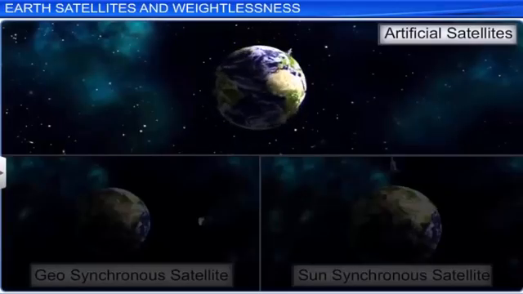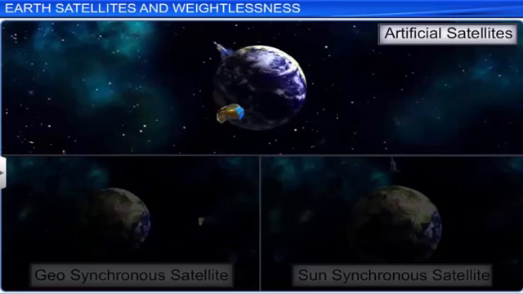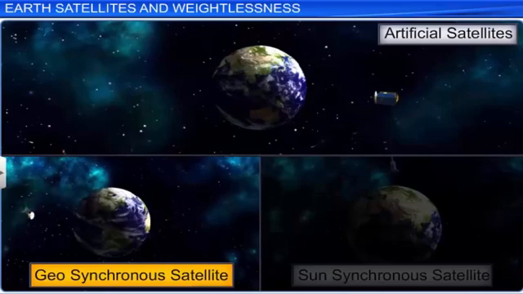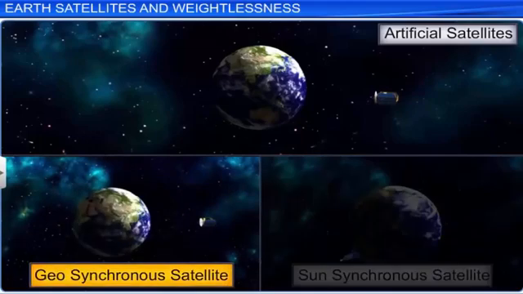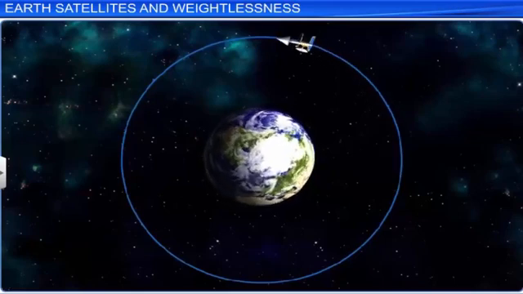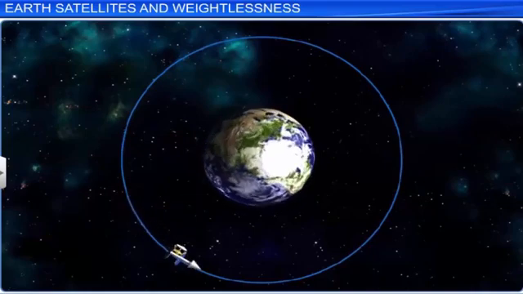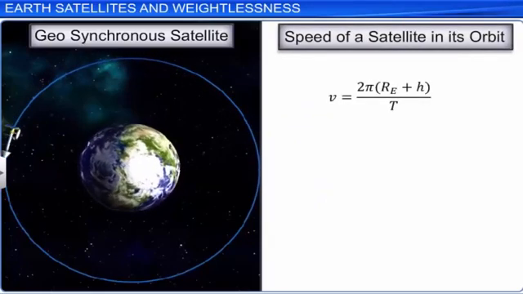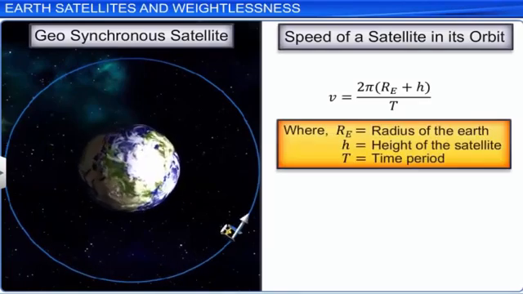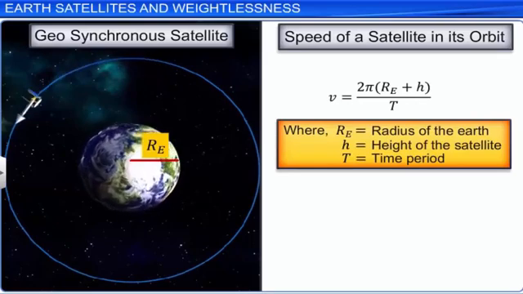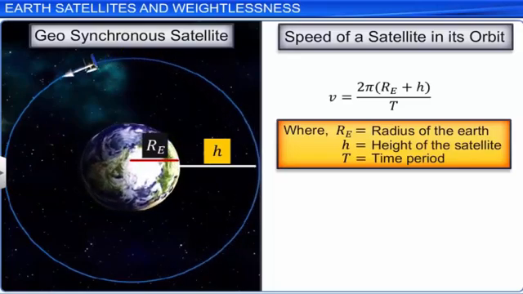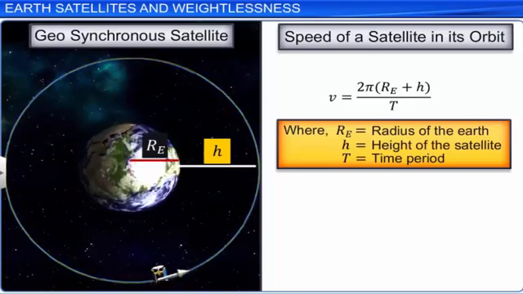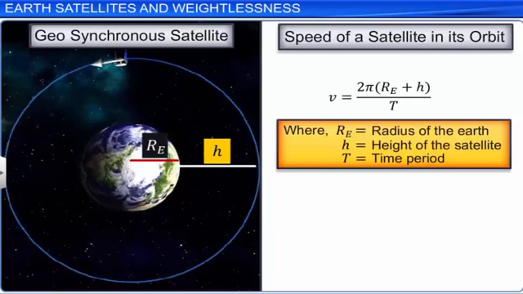In a broader sense, there are two categories of artificial satellites, namely geosynchronous and sun-synchronous satellites. First, you will learn about geosynchronous satellites. Earlier, you learned that the speed of an Earth satellite in its orbit is denoted by the expression v is equal to 2 pi into RE plus h divided by T, where RE is the radius of the Earth, h is the height of the satellite from the Earth's surface, and T is the time taken by the satellite to complete one revolution around the Earth, which is referred to as its time period. Let this be equation 1.